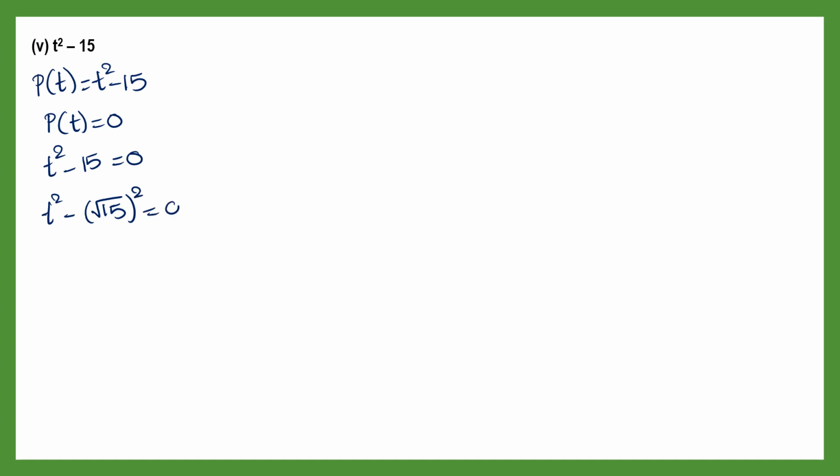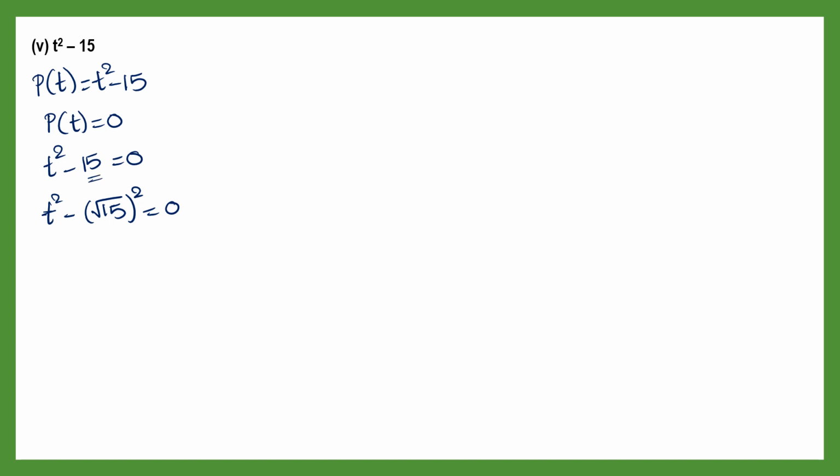Next question. It is given what? T square minus 15. How can you find zeros of the polynomial? You should make P of t as 0. So P of t is equal to 0. T square minus 15 is equal to 0. So you can write t square minus root 15. 15 can be written as what? Root 15 whole square.